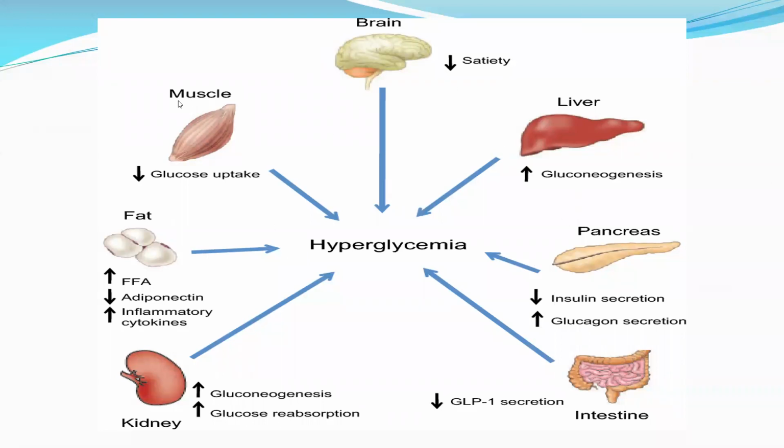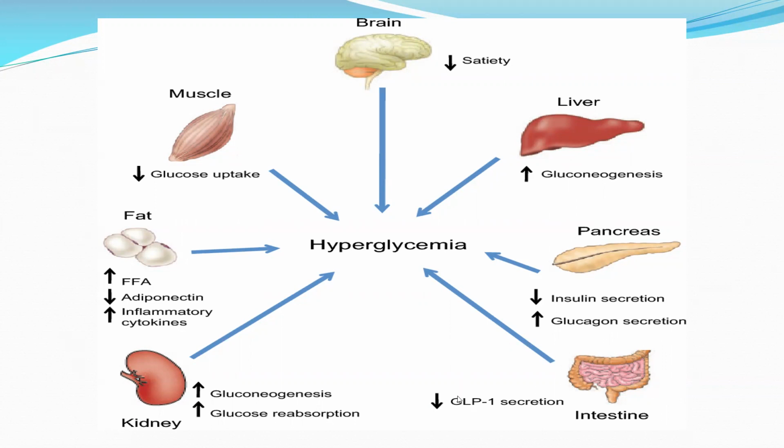This is a very nice diagram which shows the complexity and multiplicity of factors contributing to hyperglycemia in type 2 diabetes, starting from the central mechanism, which until now is not entirely understood. Decreased satiety might be related to hormonal alteration, increased glucose production by the liver through gluconeogenesis, decreased insulin secretion, and increased glucagon production by the pancreas.